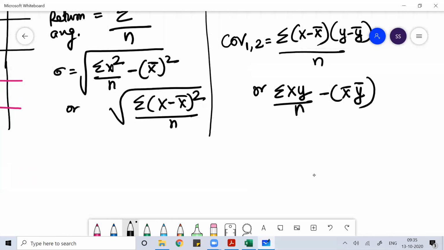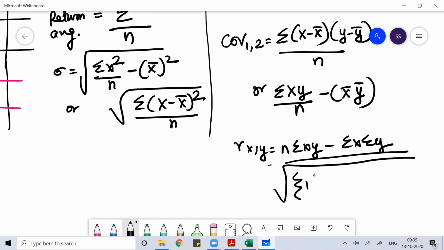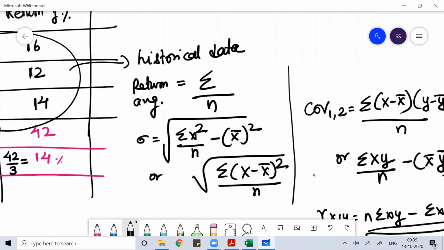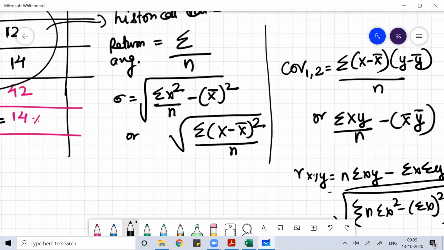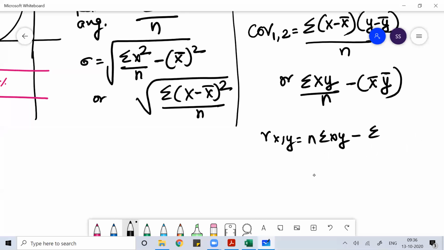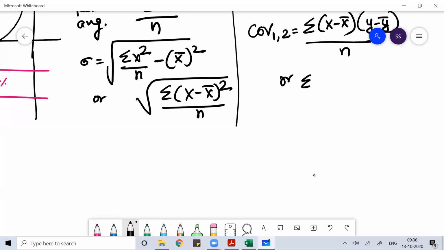For the coefficient of correlation, you can use the formula: n summation of xy minus summation of x into summation of y, divided by the square root of n summation of x square minus summation of x whole square, then n summation of y square minus summation of y whole square. You remember this formula; we have already studied all these. Whenever historical data is given, you calculate the values using these formulas.